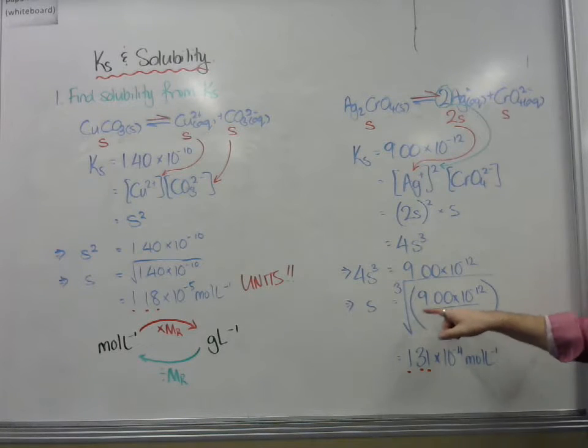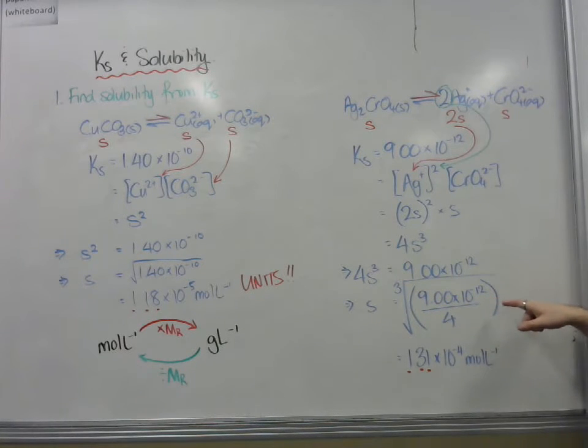Otherwise, you'll end up just doing the cube root of the 9 times 10 to the negative 12, and then dividing your answer by 4, and that's not correct. You divide by 4 first, then cube root. So our brackets allow for that. And that gives us this value here. Okay, any questions on that before I swap the boards over? Because I've got one more skill you need to have.